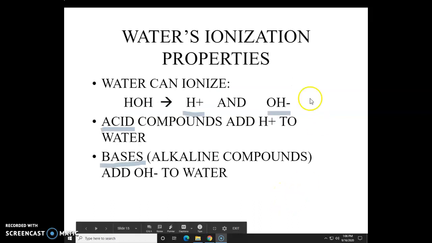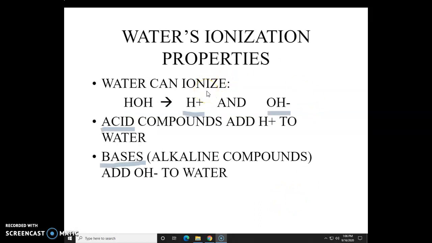All right, ionization properties. So water can ionize. Compounds that add hydronium ions to water, which is H+, are called acids. And compounds that add OH negative, that is a mistake on your paper, to water, they're called bases. And there'll be another video about this a little later.